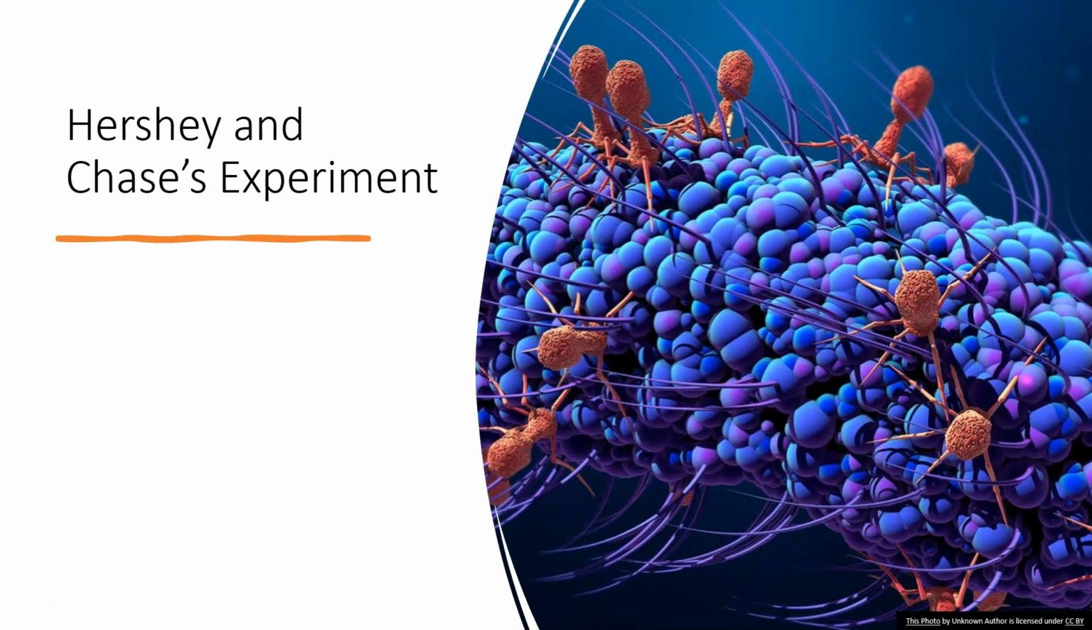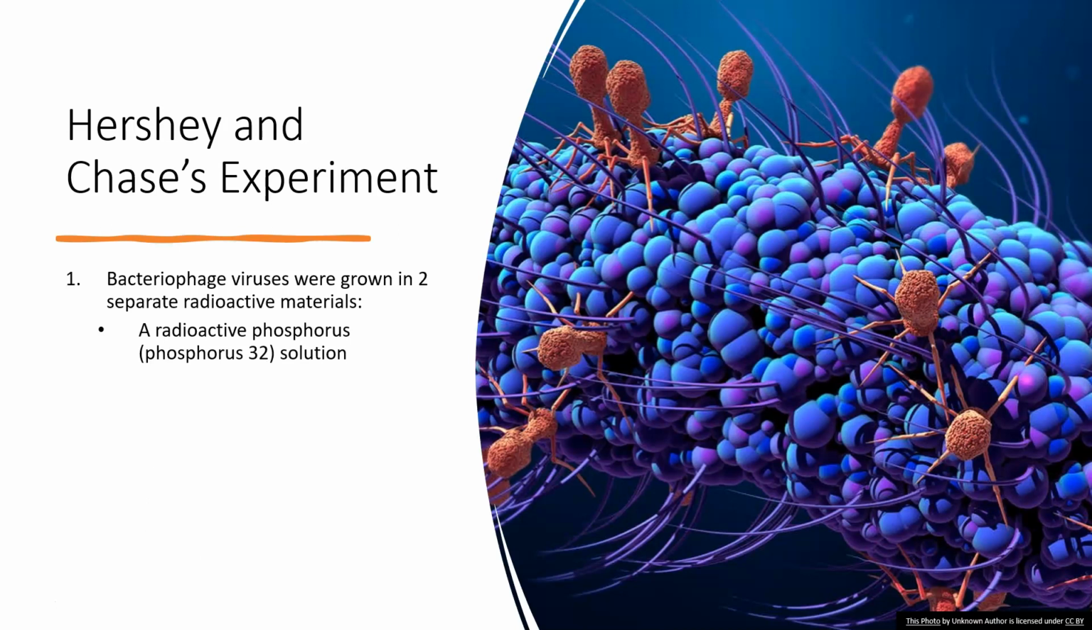Now, how did Hershey and Chase's experiment work? Well, they had some bacteriophage viruses, so viruses that would infect bacteria. They were grown in two different radioactive materials. The first solution was a radioactive phosphorus, phosphorus 32. The second was a radioactive sulfur, sulfur 35. Now, both of these solutions, so we've got two different types of solution, they had E. coli cells placed in there.